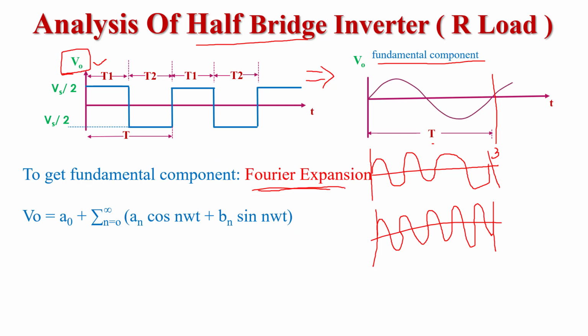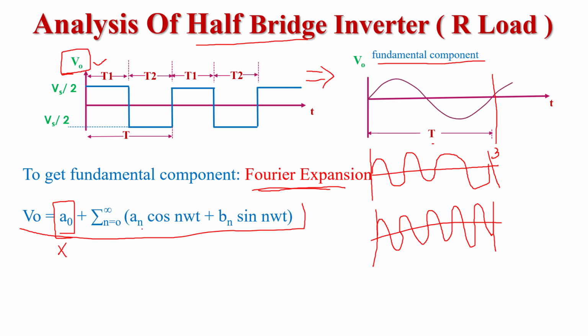And I will assume that you all know about the Fourier expansion and Fourier series. So this is the Fourier expansion of the output voltage waveform, where we have 3 components. First is A naught. A naught is the DC component present in the output, and we know that an inverter is a circuit that converts DC into AC. So we do not require any DC component at the output side. So we do not require the A naught component.